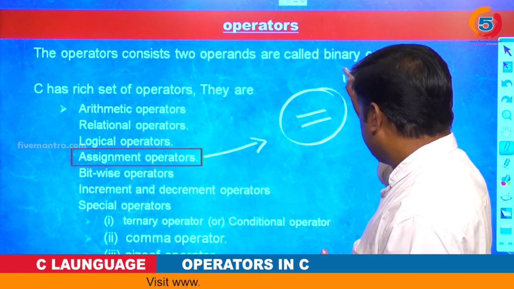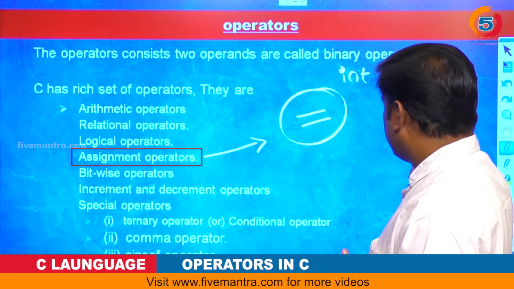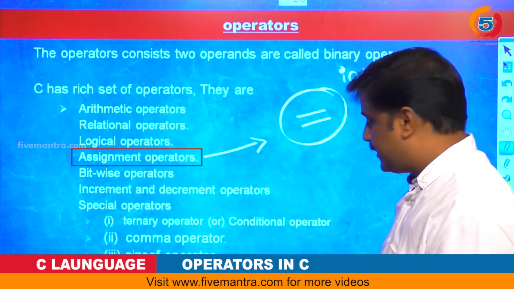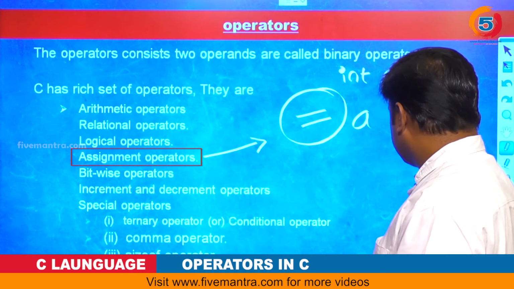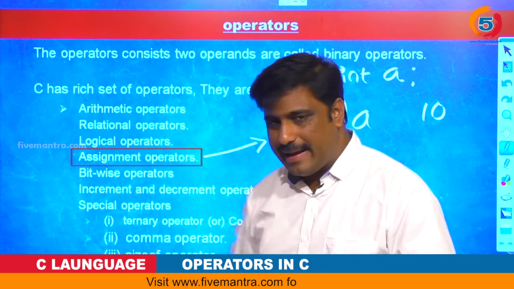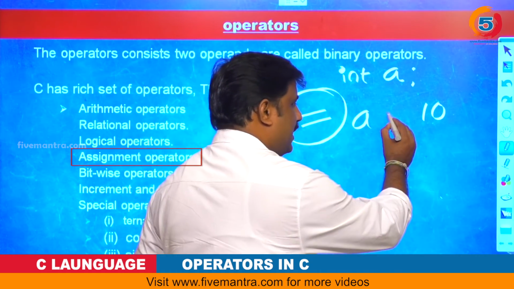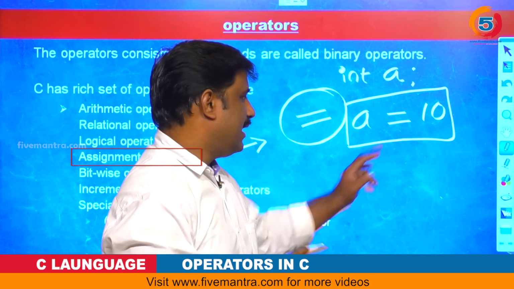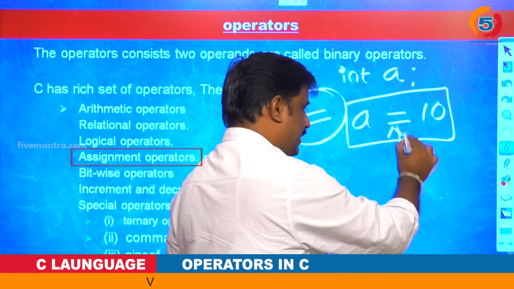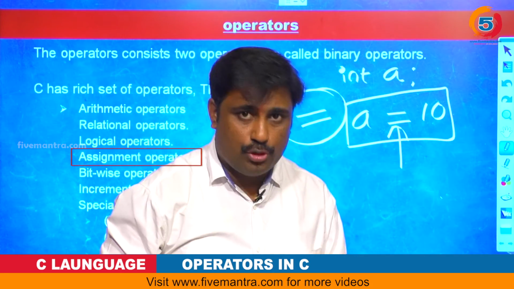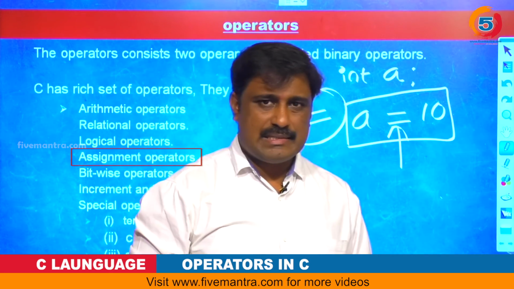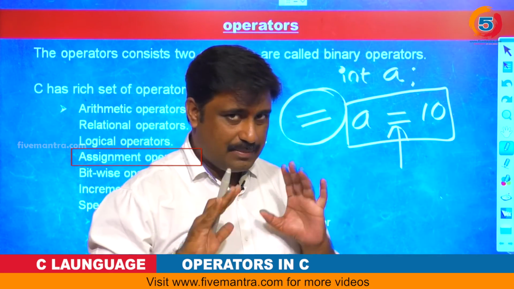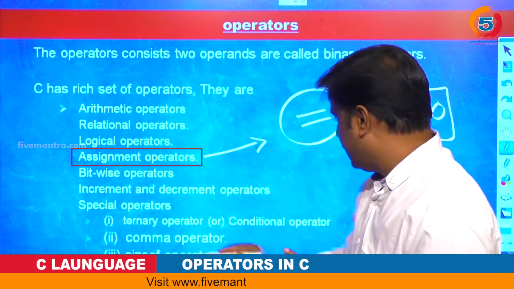Suppose I define one variable, integer a. Now I want to assign some constant value into a, say the value 10. So simply I put this operator, and this is called the assignment operator. It has special rules when you want to use it. We'll discuss this elaborately in our separate assignment operator video, so just follow that.